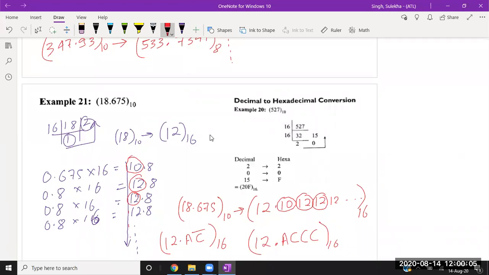Those who have made some silly mistakes, like some of you have converted this 12 into C, and some of you have left this 10, 12, 12 as it is, those answers are incorrect. Either this one is correct or this one is correct. These answers are correct. Okay, or you can write 10 also. That is also correct. Okay, is there any doubt in this question?